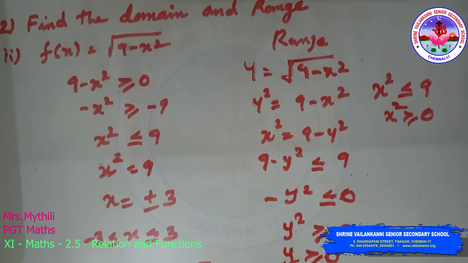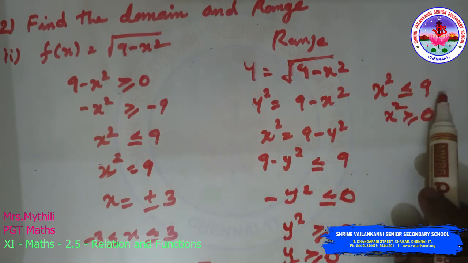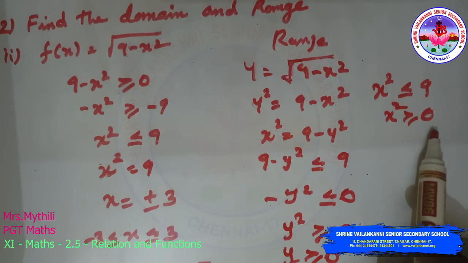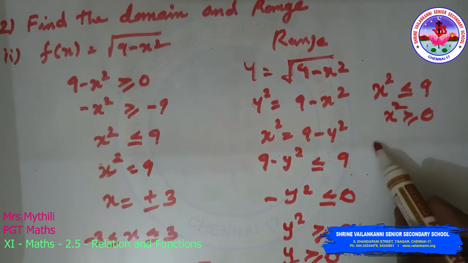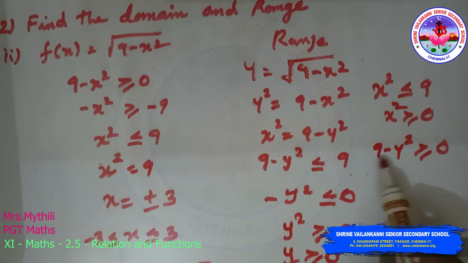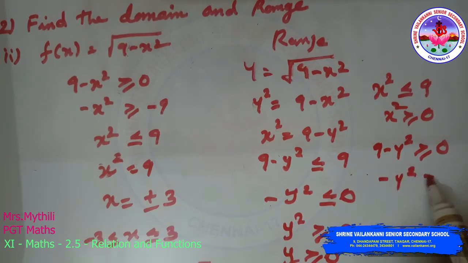So y is greater than or equal to 0. So x square is less than or equal to 9. That means x square is greater than or equal to 0. So we are writing x square as 9 minus y square, which is greater than or equal to 0. So subtracting 9 on both the sides, we get minus y square is greater than or equal to 0. Now changing the sign, we get y square is less than or equal to 9. That is y lies between minus 3 and plus 3.